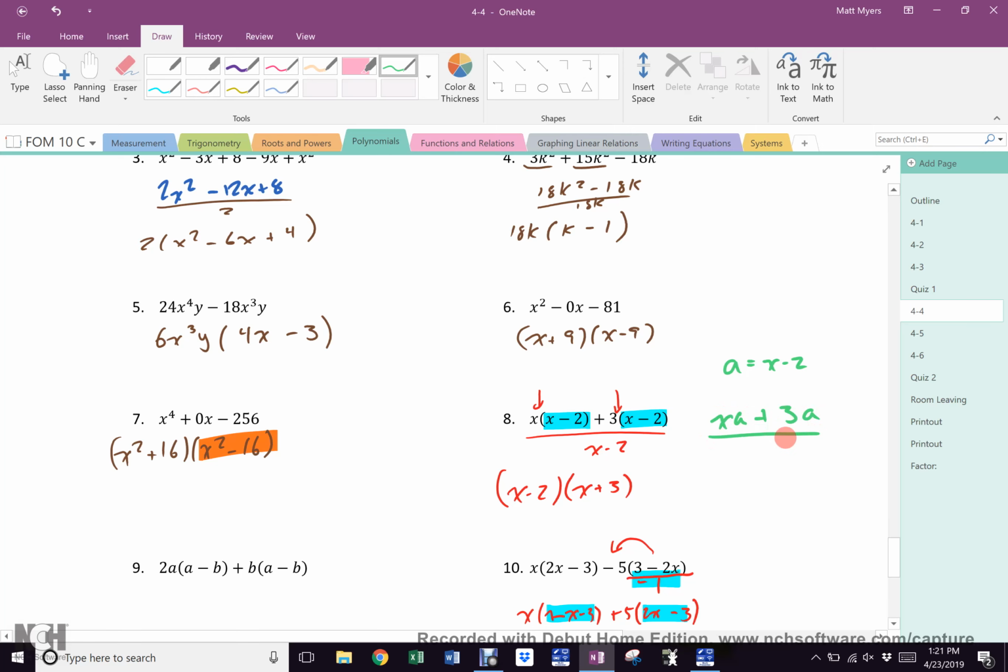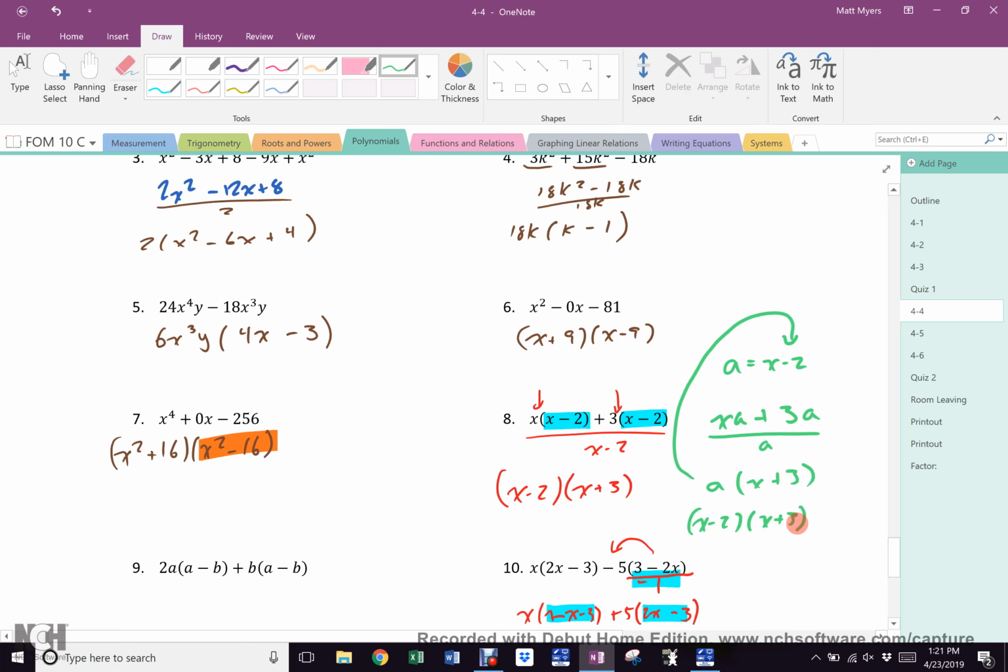So if I divide out that a, I write the GCF first. Xa divided by a is x. 3a divided by a is 3. A times x plus 3. But a is x minus 2. So I rewrite it.